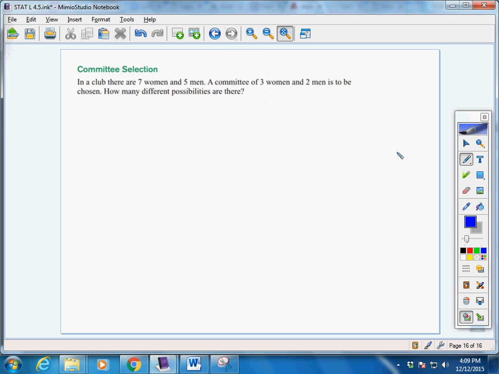One more example. In this case, there are 7 women and 5 men in a club. Now you're going to have a committee that consists of 3 women and 2 men. How many different possibilities are there? We're actually doing 2 things here. We're taking a committee, and this is a combination because you think of a group of people, it doesn't matter what order you're in. And we're going to take 7 women and choose 3 of them. But we're also going to take 5 men and choose 2 of them to be on this committee.